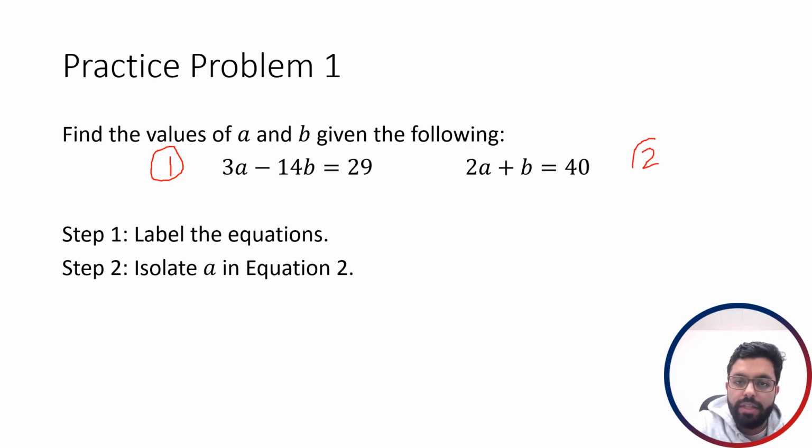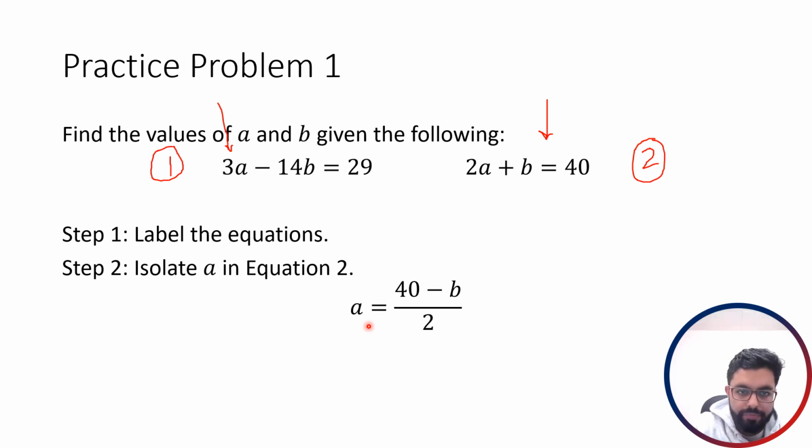My reasoning for isolating a is that if I isolate a in equation 2, it's not being multiplied by a huge number over in equation 1. It's only being multiplied by 3. So that's easier math to do in my head. It's easier to check that I got the right answer. So that's why I'm going to isolate a in equation 2.